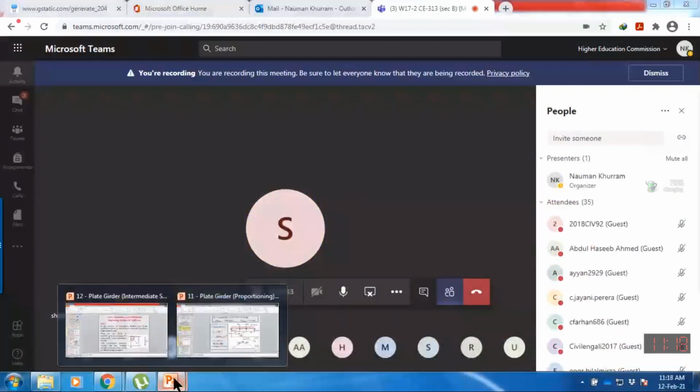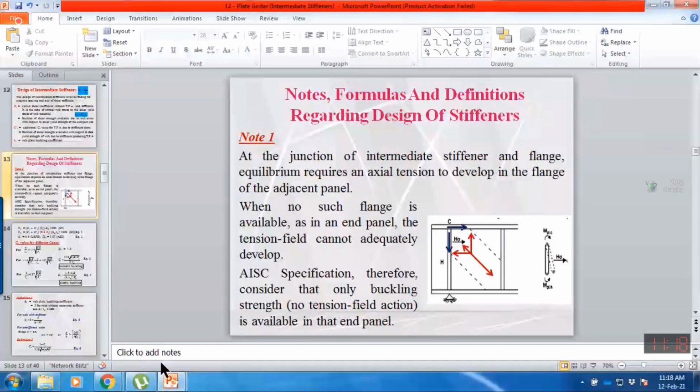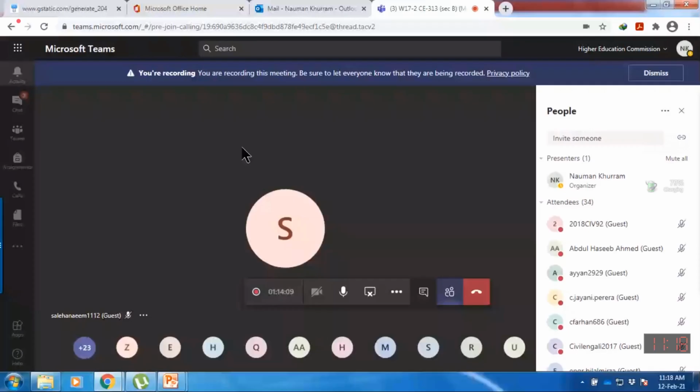Okay, who was the student who was responding? Shazib. Could you let me know what is the function of intermediate stiffeners? Just explain to me. What is the difference between a bearing stiffener and an intermediate stiffener? Because you were present. Yes, Shazib. You do not know.